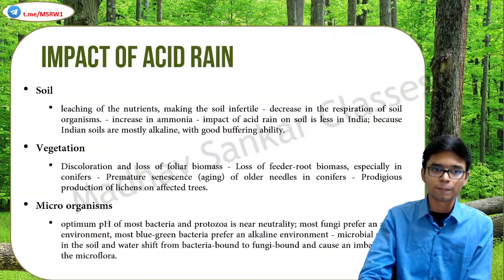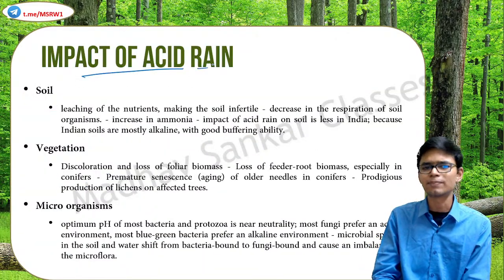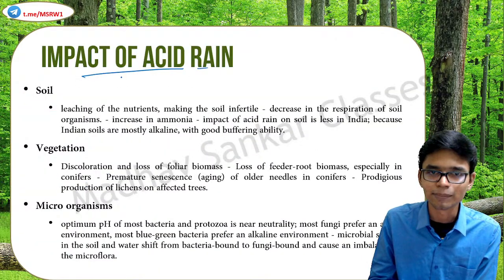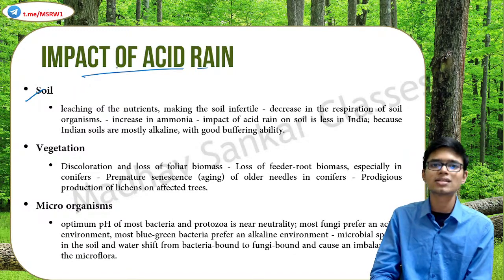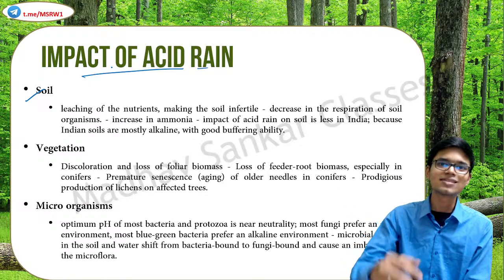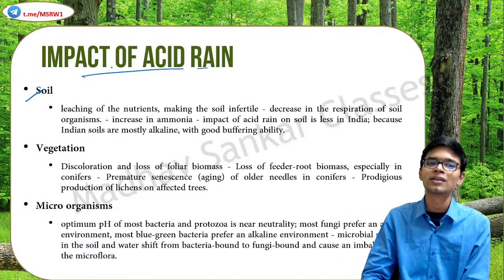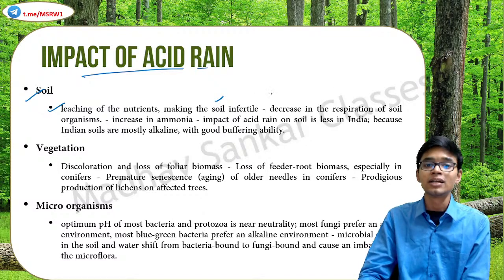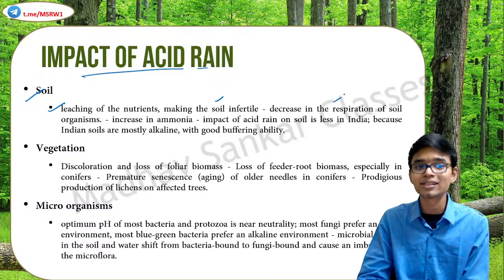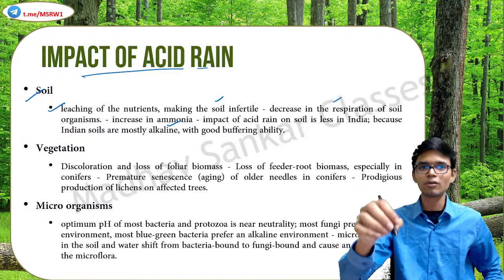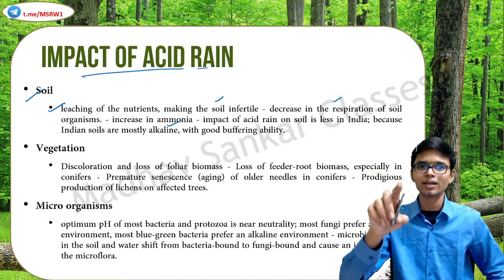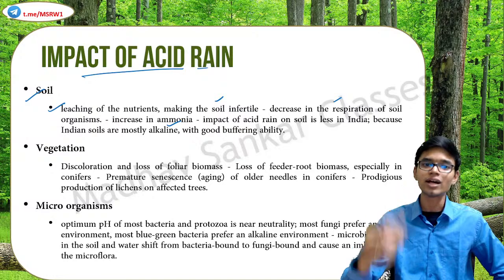Clear? Now, impact of acid rain. Very simple topic, so I am going to go through this a bit fast. Soil. What happens when acid rain falls into the soil? Acid rain means basically sulfuric acid and nitric acid. So when these acids are poured into the soil, what happens? Leaching of nutrients, making the soil infertile, decrease in respiration of soil organisms. Yes, it increases the ammonia. When nitric acid is falling, it has a lot of nitrogen, correct? So ammonia will be very, very high.